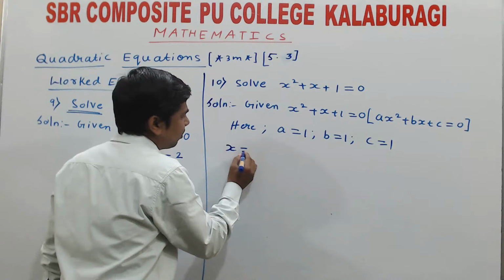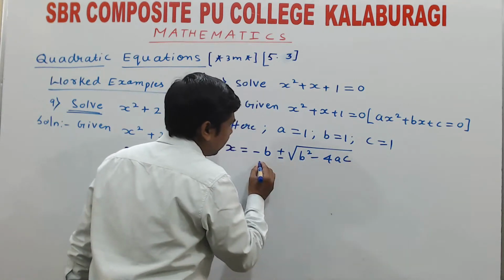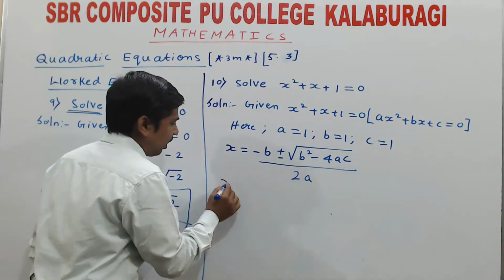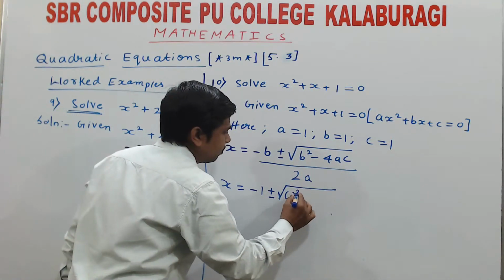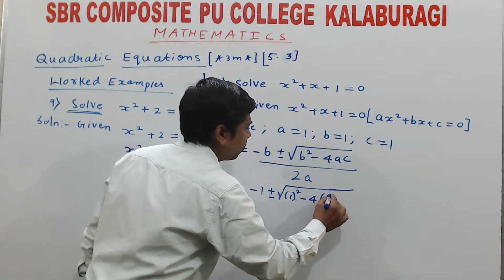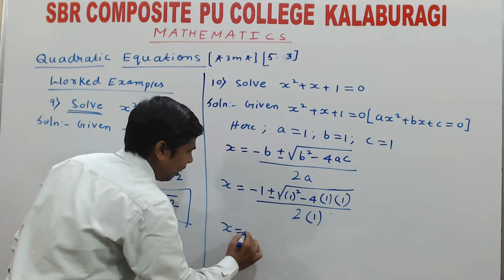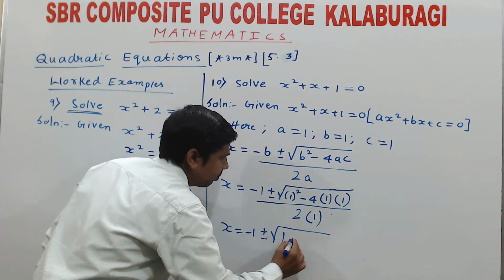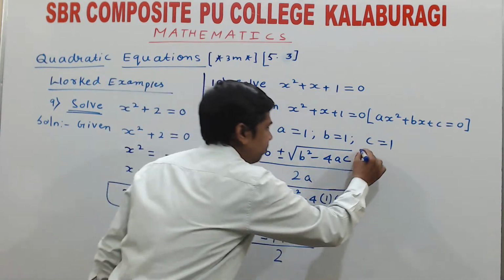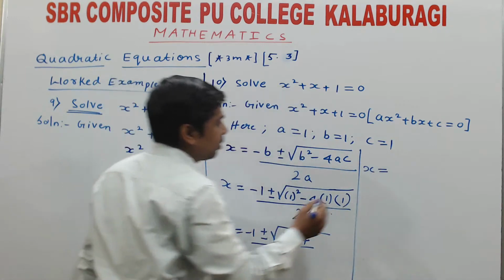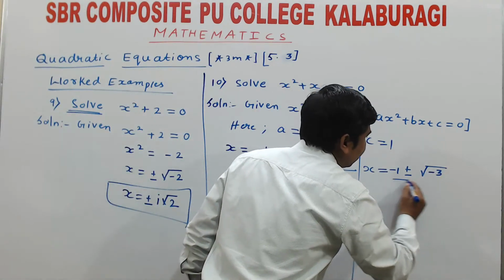Write the formula. x equal to minus b plus or minus square root of b square minus 4ac divided by 2a. Right? x equal to, what is b? 1, so minus 1 plus or minus square root of b square, it is 1 square minus 4 into a is 1 and c also is 1, divided by 2a. What is a? 1. x equal to minus 1 plus or minus square root of 1 square is 1. 4 ones are 4. Again 4 ones are 4. 1 minus 4 divided by 2 into 1, which is 2. And if you simplify this, x equal to minus 1 plus or minus root of 1 minus 4, which is minus 3, divided by 2.